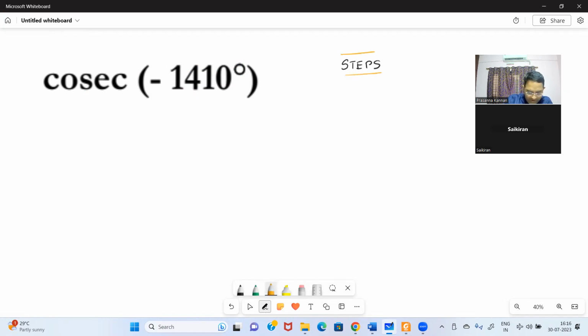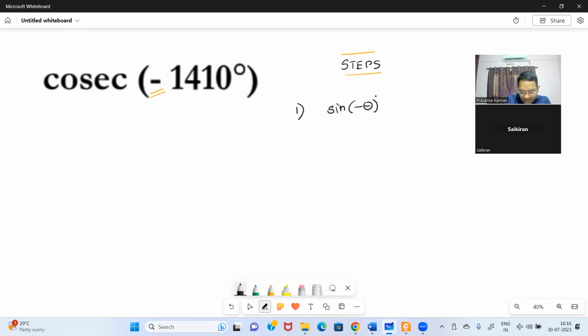Whenever you have a negative angle, step 1 will be to get rid of that negative number, right? How to do that? Use this property.